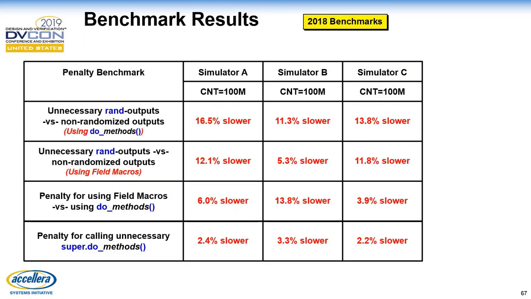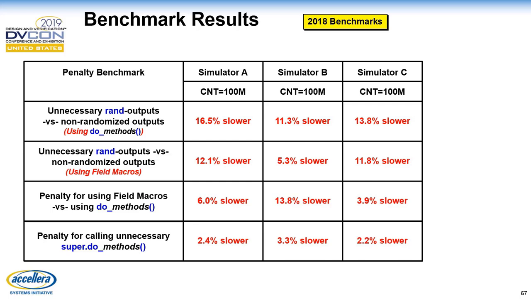And so when it comes to benchmarks, what about unnecessary randomized outputs versus non-randomized outputs using the do methods? And so for one simulator, randomizing those outputs was 16.5% slower. There's 100 million loops through. I always pick something really big. And not only that, I also set it up so that I run each benchmark 5 times in a row. Because sometimes, who knows, maybe somebody's come on and occupied the processor a little bit. I'd like an average of the 5. So about 16.5% slower. Then a little over 11% slower for simulator B, and almost 14% slower for simulator C.